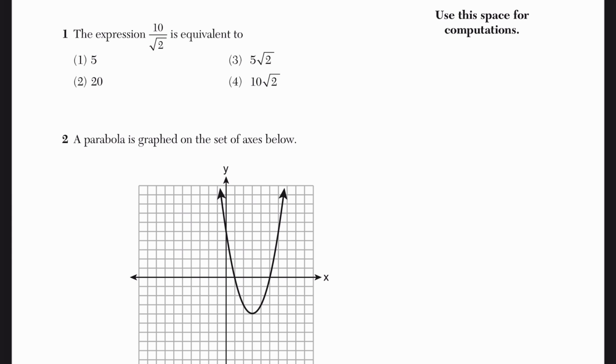So full transparency here. If I was doing this, I would probably just grab my graphing calculator and do 10 divided by square root of 2, and then see what that would be equivalent to. It definitely wouldn't be 5, it definitely wouldn't be 20. It's going to be an irrational number because the square root of 2 is not a perfect square. And then you can just try 5 times square root of 2 or 10 times square root of 2 and see which decimal it matches up to 10 divided by square root of 2.